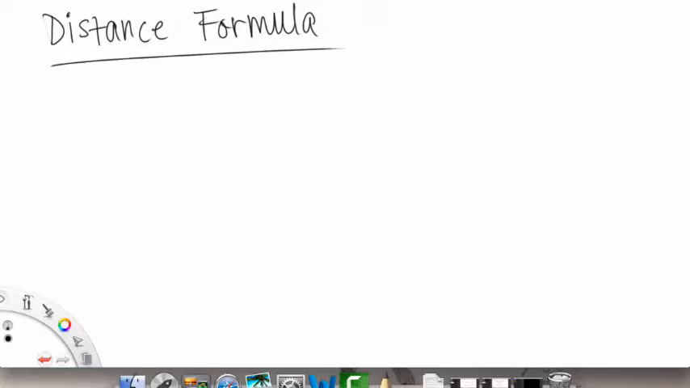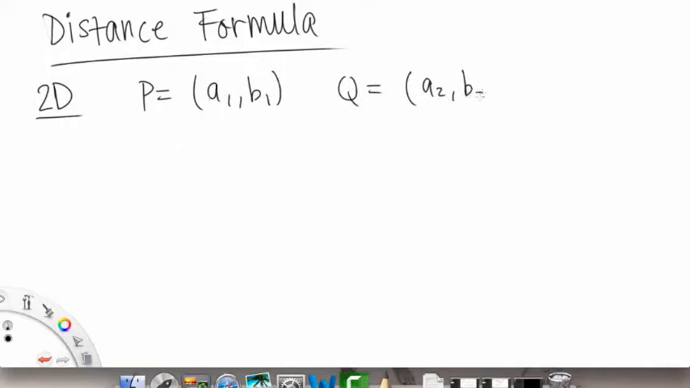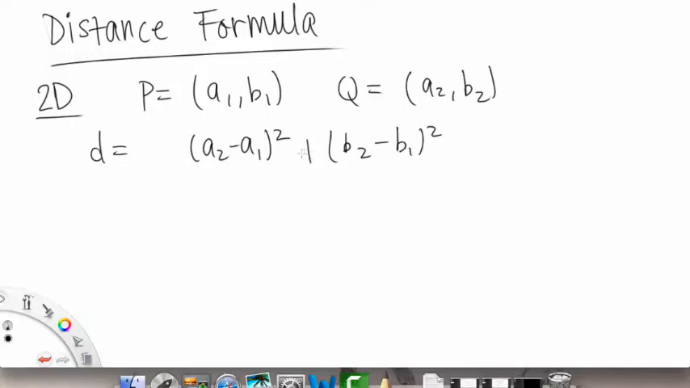In 2 dimensions, because there are a couple of cases here, the 2-dimensional case is the following. Let's say we have a point P, which is (A1, B1), and Q is (A2, B2). Those are our coordinates. To find the distance, you take the difference between the x coordinates, A2 minus A1, and square that value. We do the same thing with the y coordinates, B2 minus B1, square that value, add them together, and take the square root.